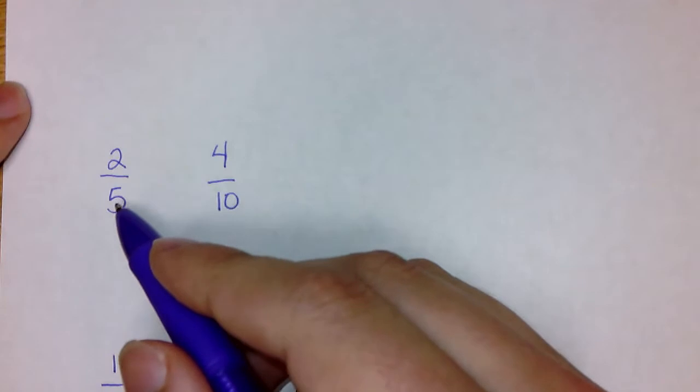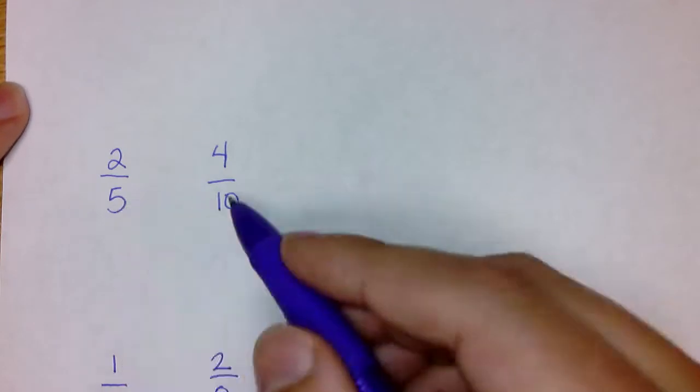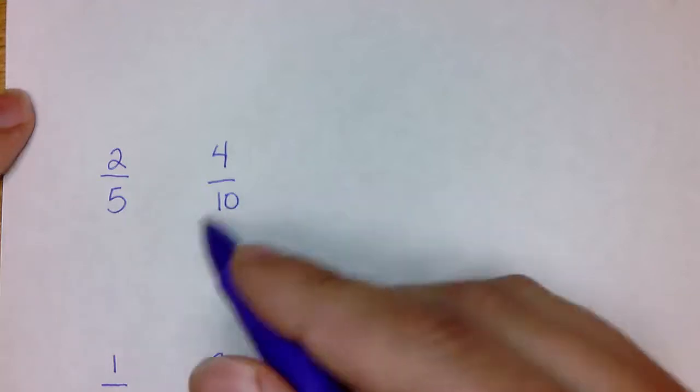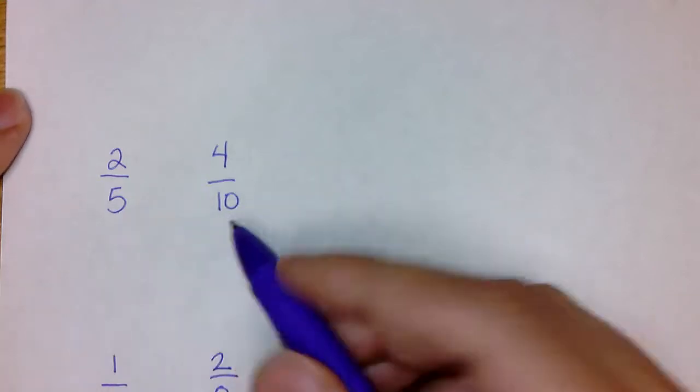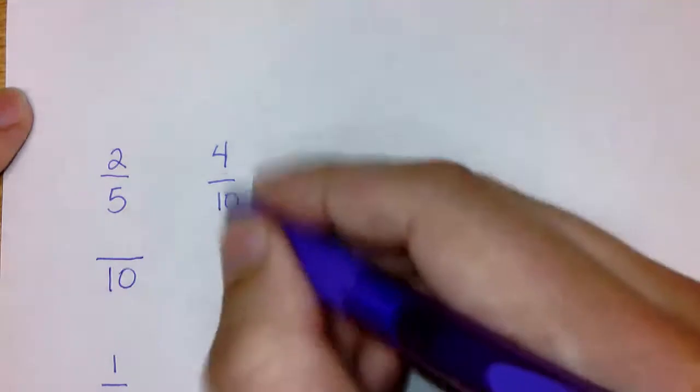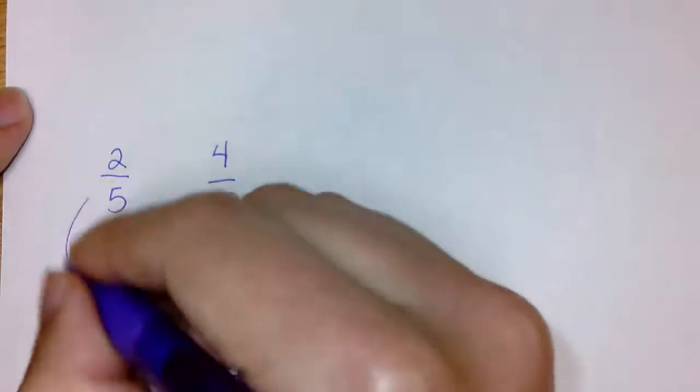First, before you do anything else, think, can I create an equivalent fraction with fifths into tenths, where it has 10 as the denominator? Can I multiply 5 by something to get 10? And the answer is yes, I could do that. So that way I could just keep 4/10 the same. I'm only going to change 2/5, and I'm going to change them into tenths.